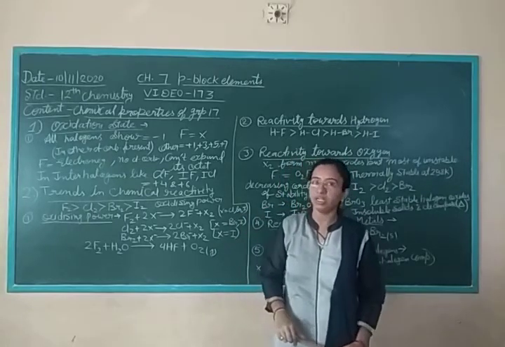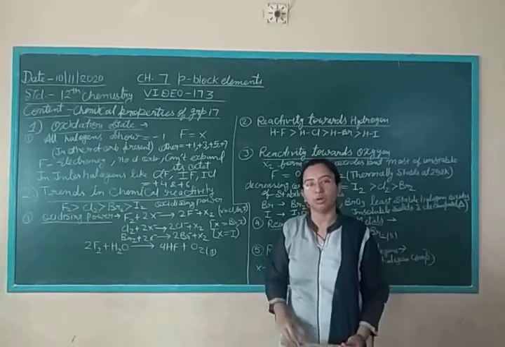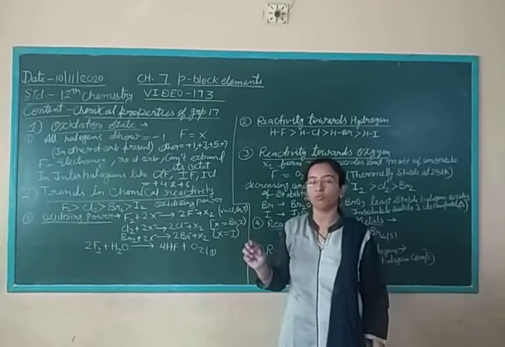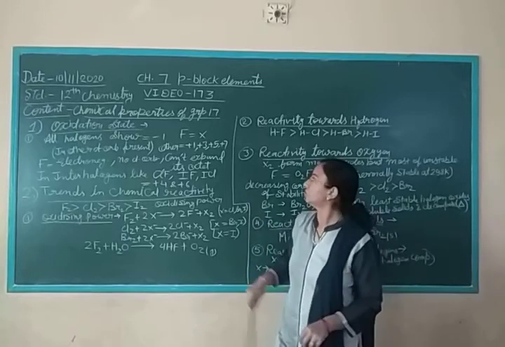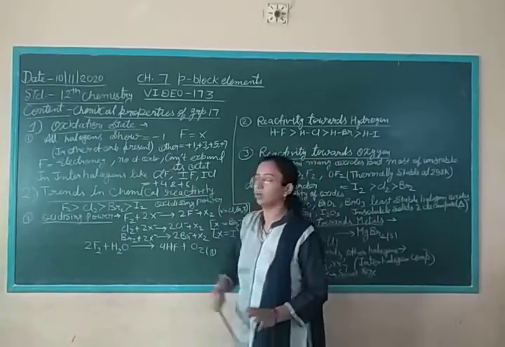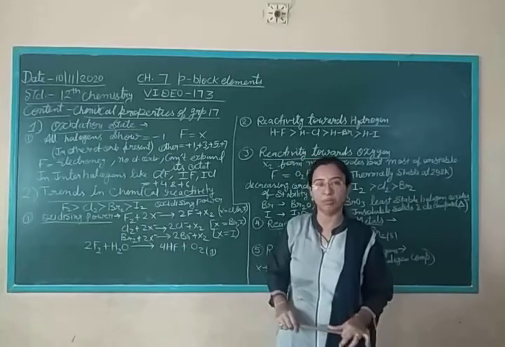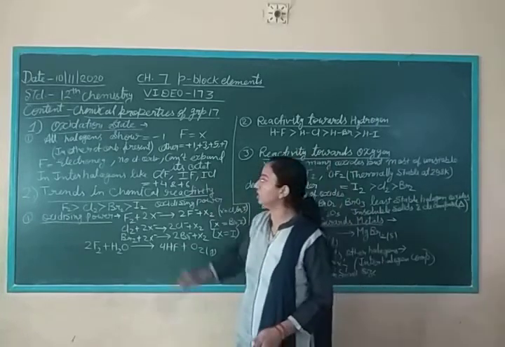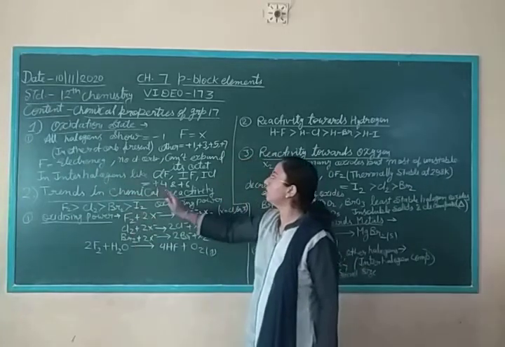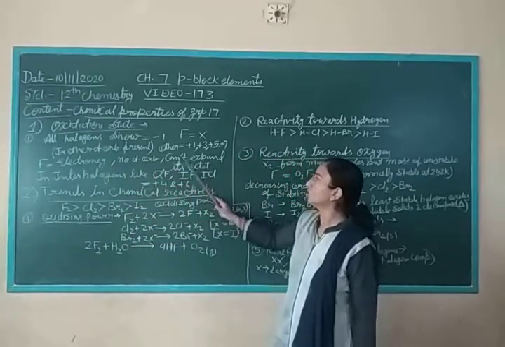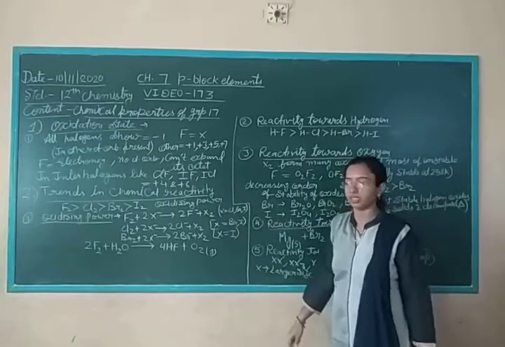But fluorine has no d orbital, so it only completes its octet by accepting one electron, so its oxidation state is -1. Fluorine is the most electronegative element with no d orbital, so it can't expand its octet.